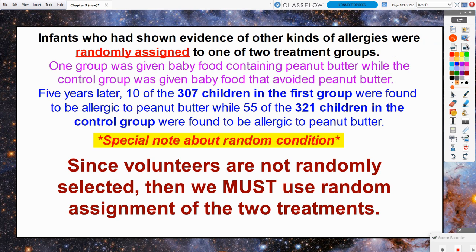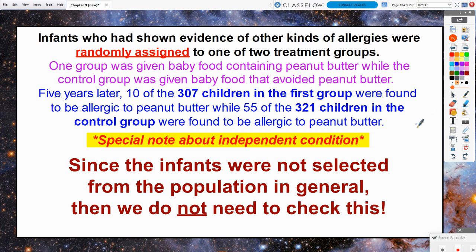That still counts. The other special note about conditions deals with the independent condition. Since the infants were not selected from the population in general, technically we don't have to check the independent condition. But what if I do check it? If you do check it, then it's okay. You're not going to be dinged any points on the chapter test or on the AP exam, as long as you check the condition and don't make any mistakes with it. In prior years on the AP exam, they have said for problems like this, if a student checks the independent condition, as long as it looks okay, they're just going to ignore it because the student didn't technically have to do it.